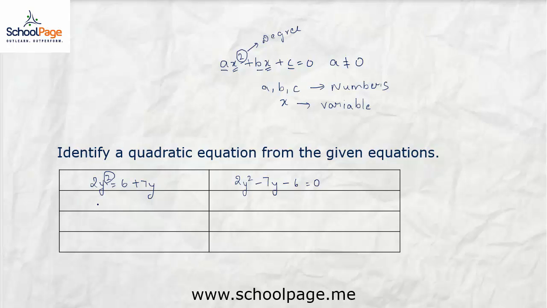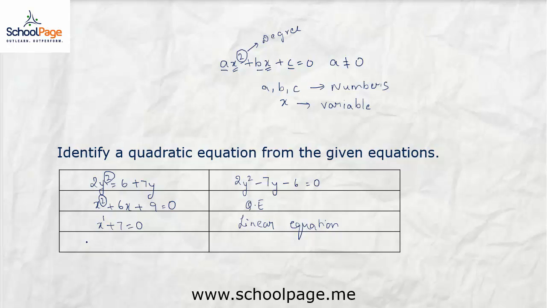Now, let us look at this equation x square plus 6x plus 9 equal to 0. In this quadratic equation, the highest degree is 2. It is also in the standard form ax square plus bx plus c equal to 0. So we don't have to rearrange any terms. Let us look at the equation x plus 7 equal to 0. Here the highest degree is 1 and not 2. Hence this is a linear equation.